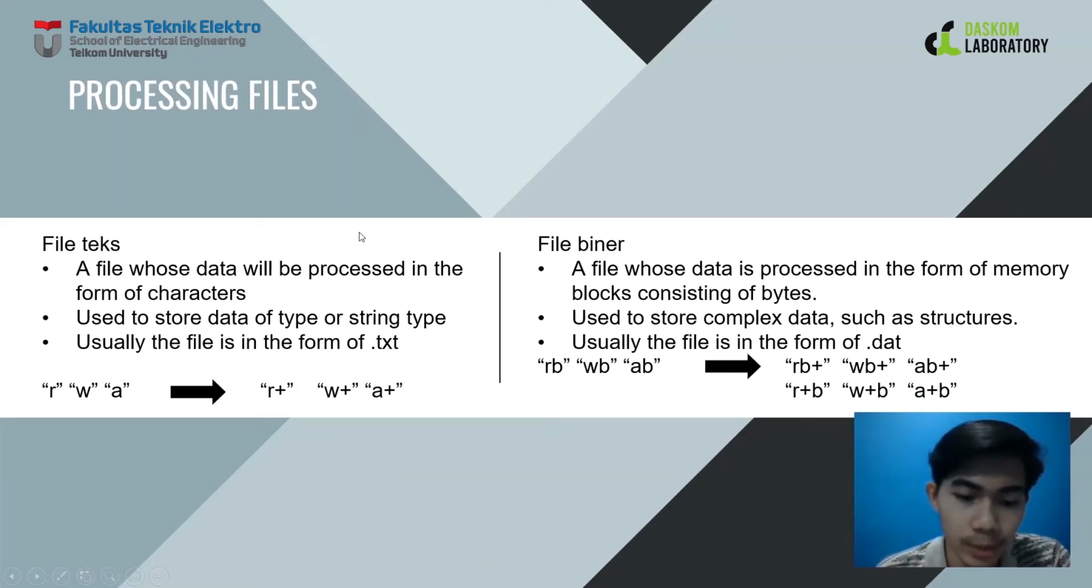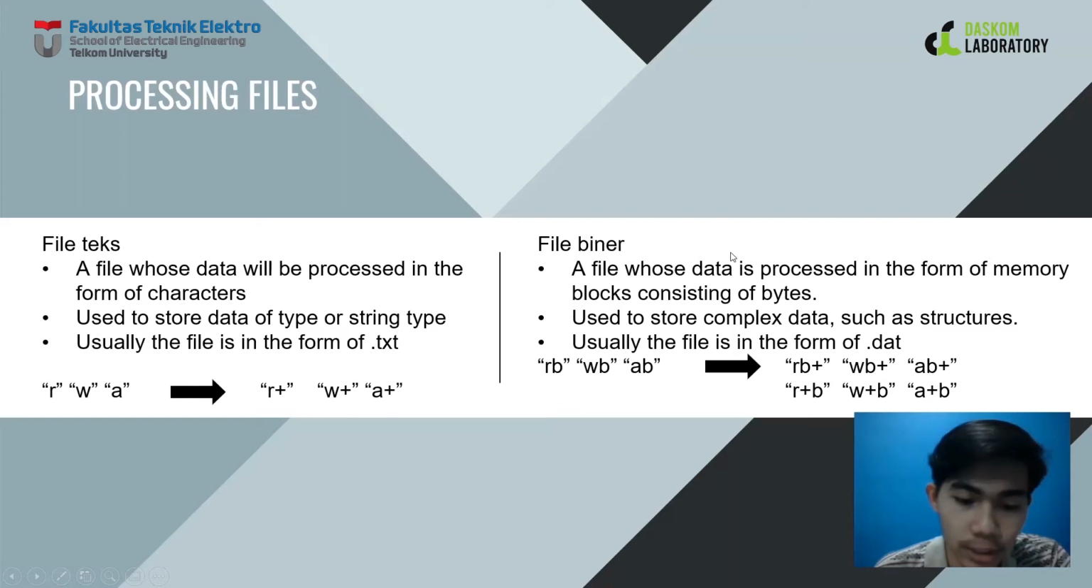When a file is opened, it can be treated as a binary file or a text file. A text file is usually used to store data of char type or string type. Meanwhile, binary files are usually used to store complex data such as structures. The file format for text files is usually .txt, while for binary files it is usually .dat.